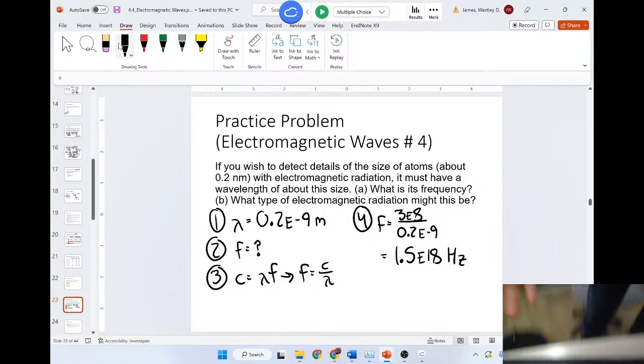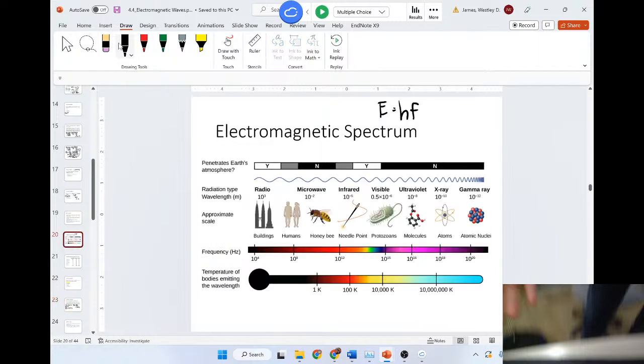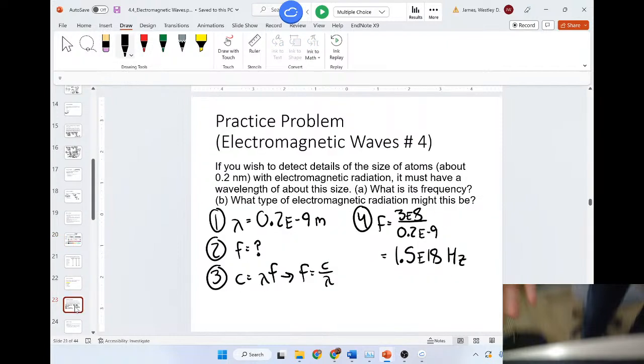Very, very large. And if we look at our little table here, and we look at, what was our power? 10 to the 18? 10 to the 18 is, oh, look at that, it's nicely labeled, and we're at X-rays. This is actually used in, oh, I forget the name of it, X-ray diffraction. The X-rays can be used to determine the lattice structure of crystals.